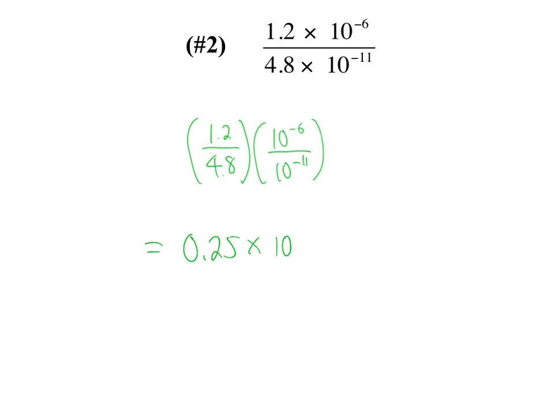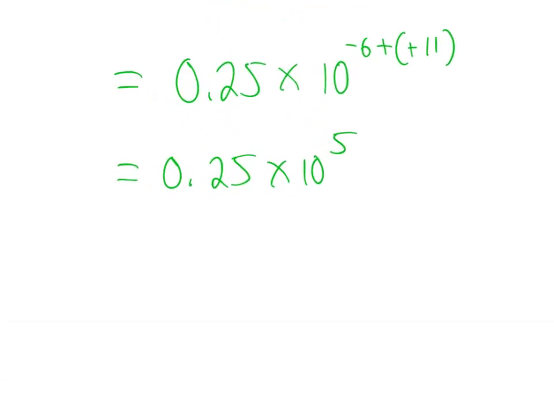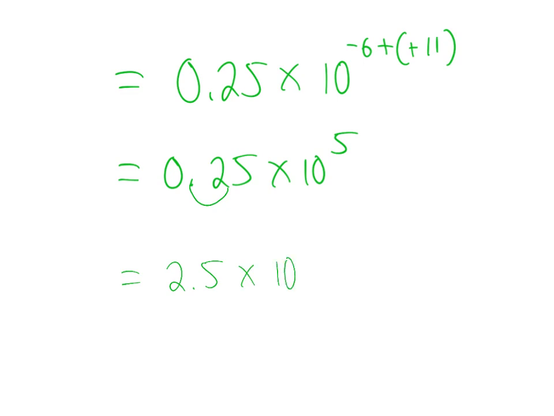Now what are we going to do with the exponents here? This is going to be a little tricky. This is negative 6 minus negative 11. So we're going to do chop, chop, and make it plus 11, which equals 0.25 times 10 to the 6 plus 11 is 5. All right. And now, is 0.25 between 1 and 10? It is not. So we need to move the decimal 1 to the right to make it 2.5 times 10. And then what's our exponent going to be? Well, we made 0.25 bigger to get to 2.5, which means we need to make the 10 number smaller. So we're going to subtract the power of 10 from 5. It's going to be 10 to the 4th. And that's going to be our final answer.